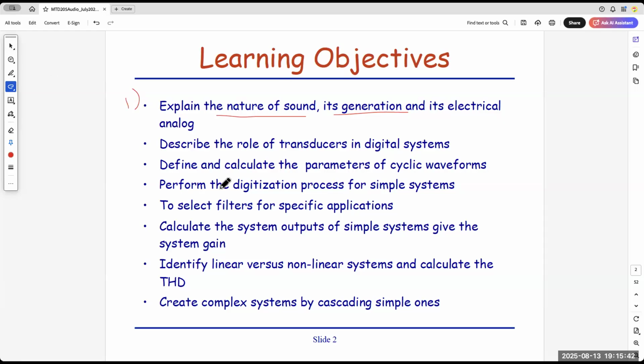Part 2 for today, we will talk about something called a transducer. The word transducer means that I transform one form of energy to another form of energy. For example, sound transformed to another form. That is called a transducer.